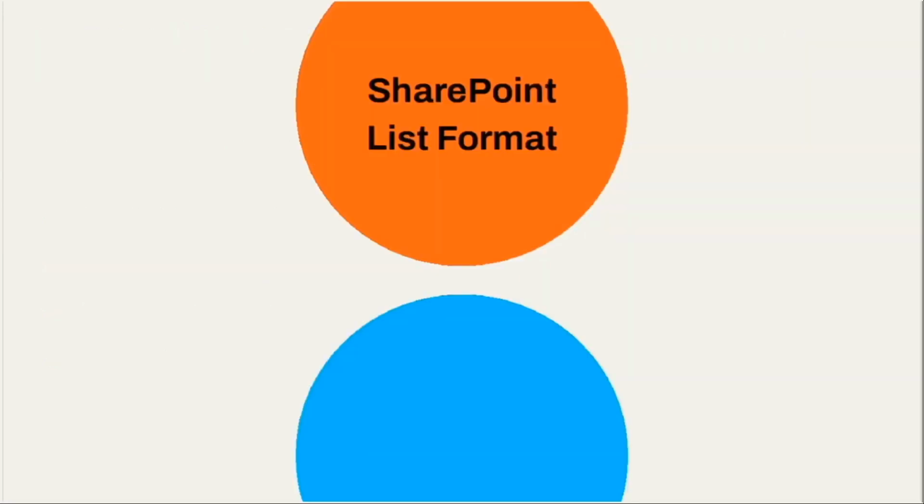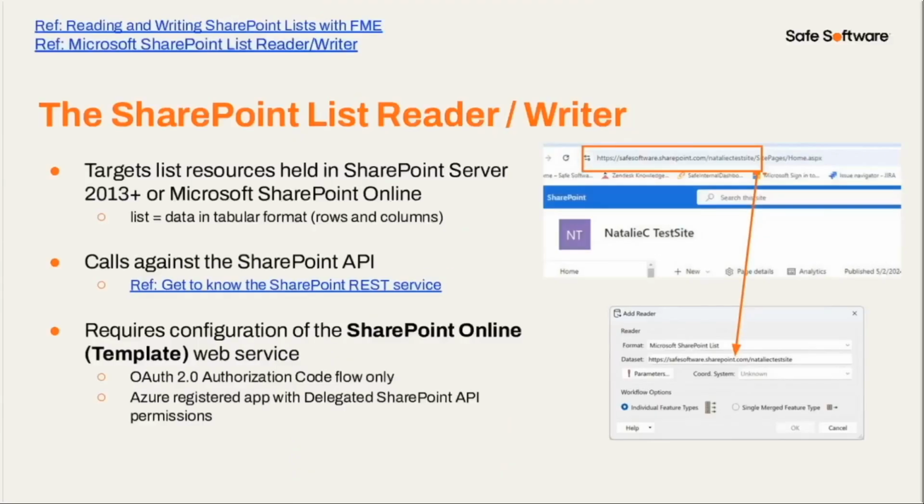So let's start with the SharePoint list format that Matt mentioned before. The SharePoint list reader and writer specifically targets list resources that are held in SharePoint Server 2013 Plus or Microsoft SharePoint Online, where a list is essentially data in tabular format. So it's rows and columns of information. We're not talking about necessarily standalone files here. And the list format is able to acquire list data by performing calls against the SharePoint API. And I've linked the SharePoint REST service documentation there for reference.